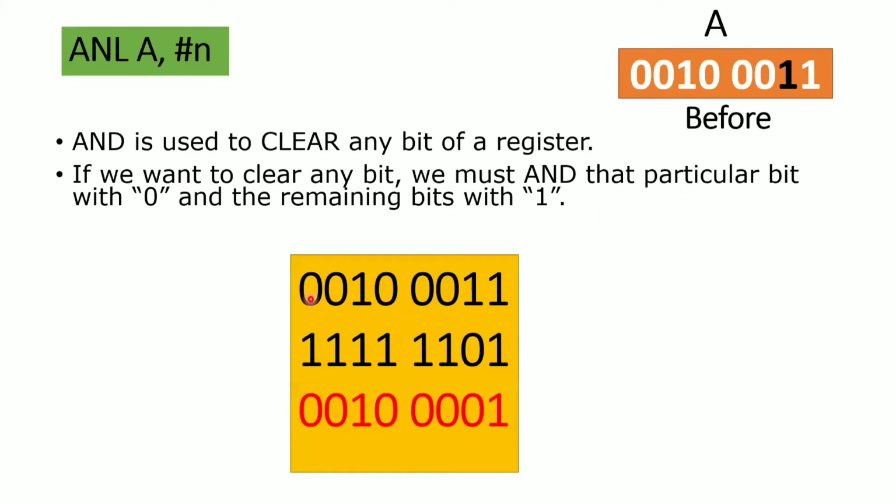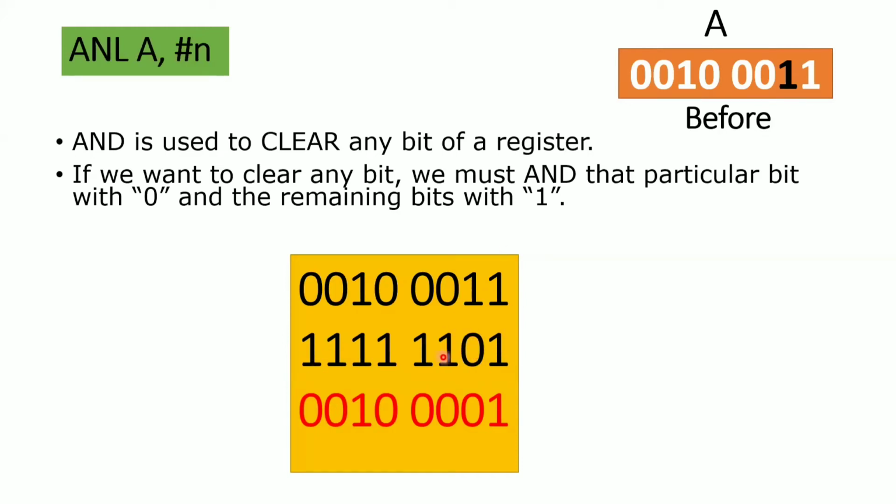Okay, now see here, this is a register value 0010 0011. Now this is the bit I want to clear. Now I need to perform some AND operation with some value. What is that value? That value consists of a 0 at that particular position where I want to clear the bit. I will put 0 there. Remaining bits all are ones.